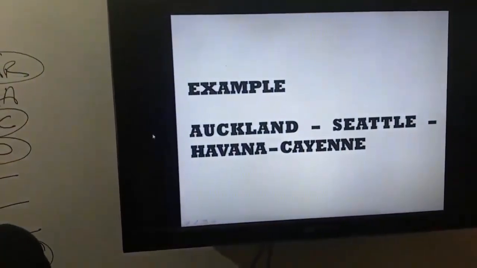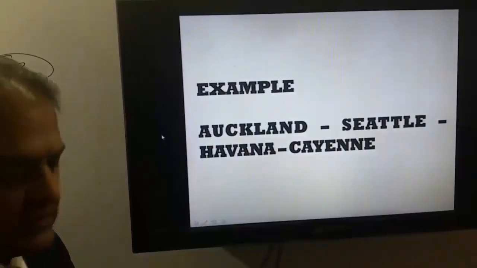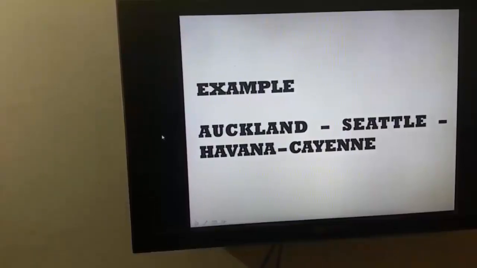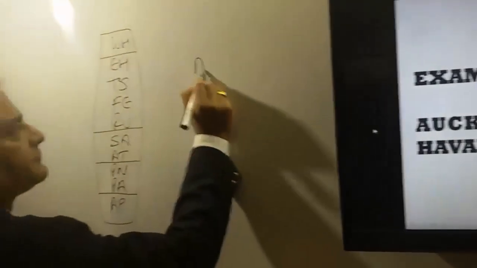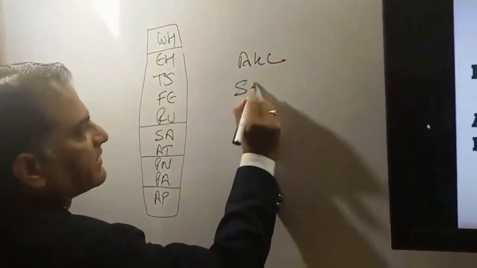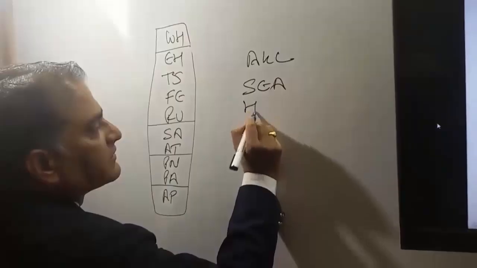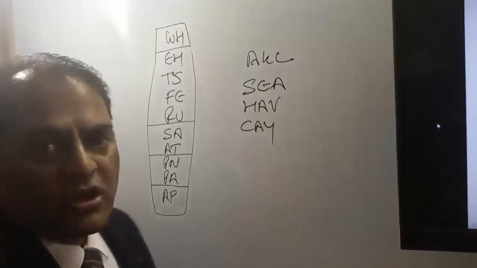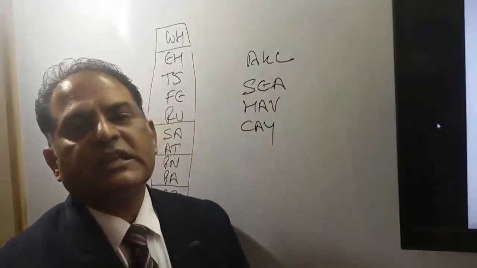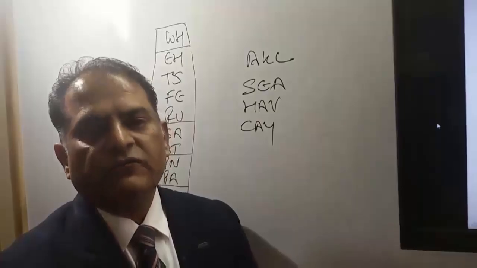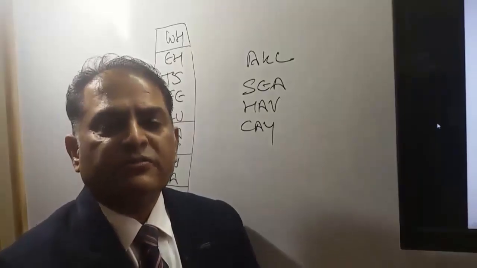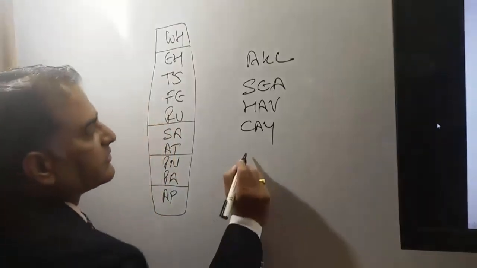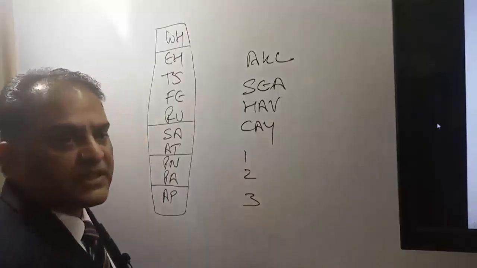Next is Auckland, Seattle, Havana and Cayenne. Now we have to find out whether this itinerary is satisfying the PN condition or not. For PN, it should be between Southwest Pacific and South America. That means our itinerary has to satisfy three conditions.